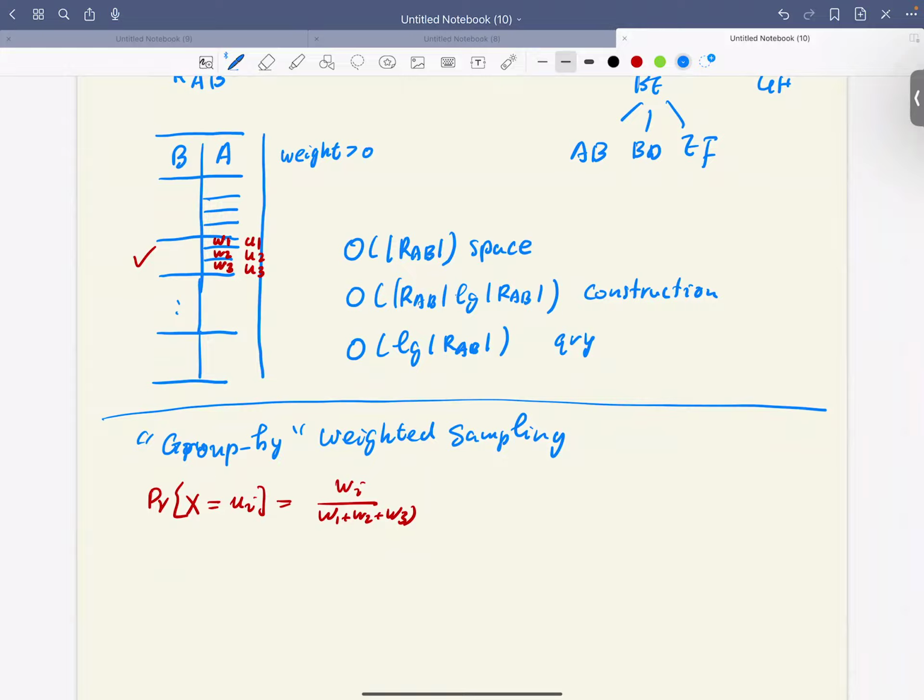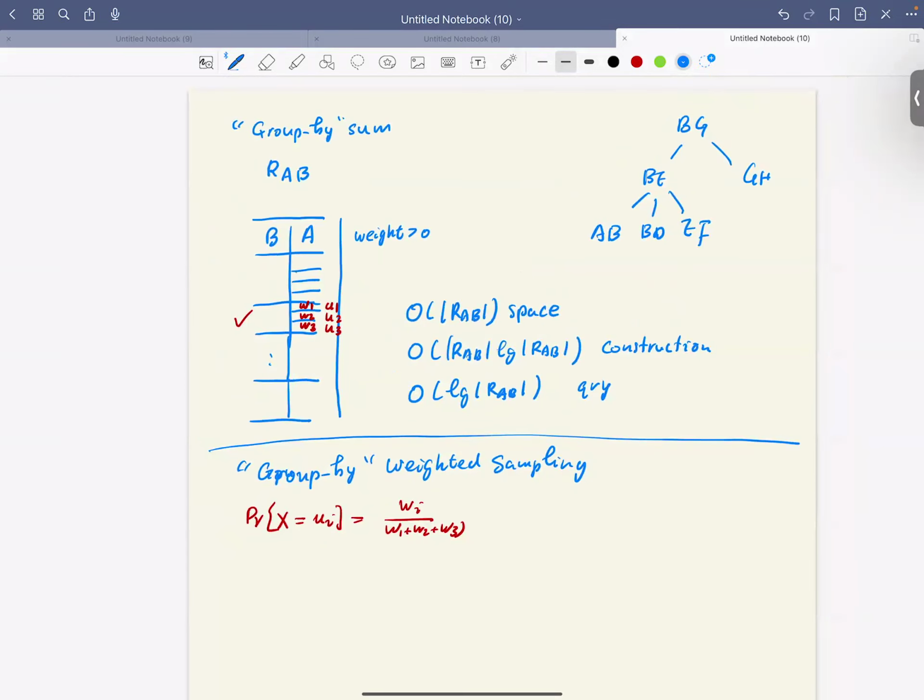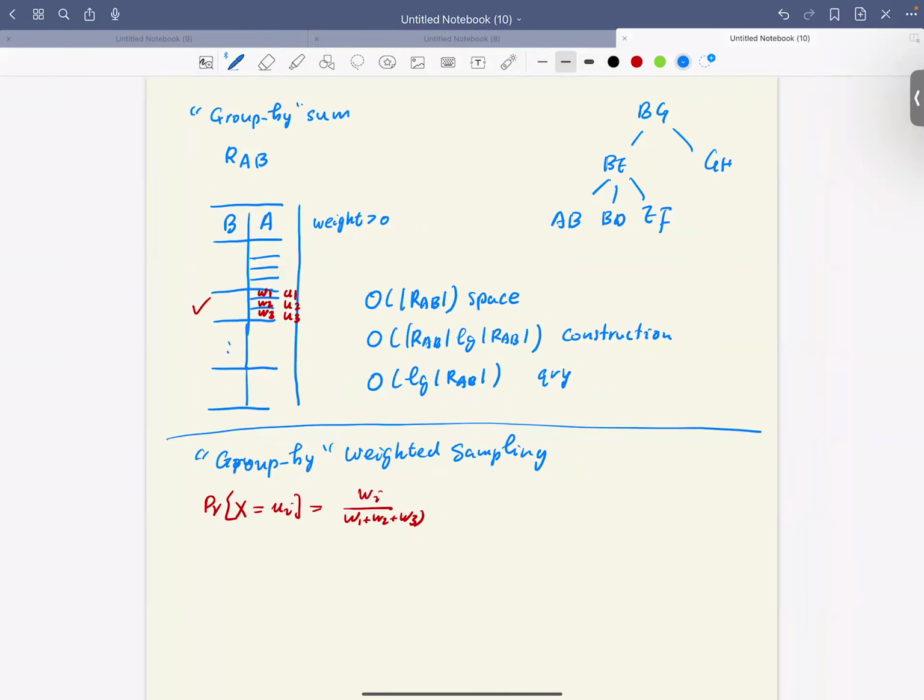All right, but you don't need an alias structure if you are willing to go for log n time. You can just use, for example, tree sampling, binary search tree. That's quite standard. All right, good. Just so you know, group by sum and group by weighted sampling. These two are useful tools in our toolbox now, and we'll be building such data structures as we go to help ourselves. That is very nice.